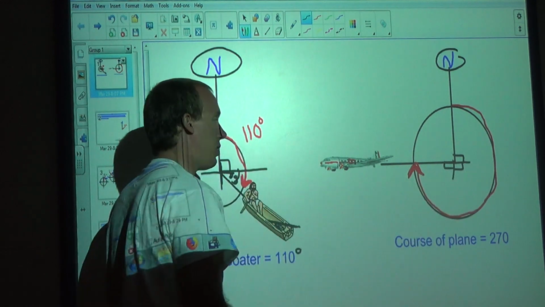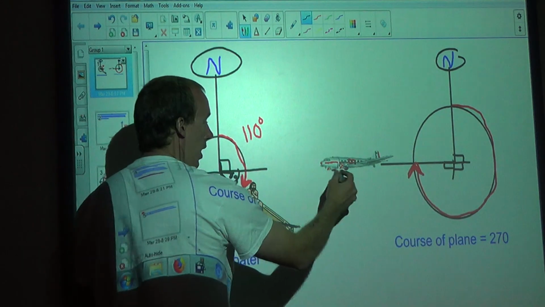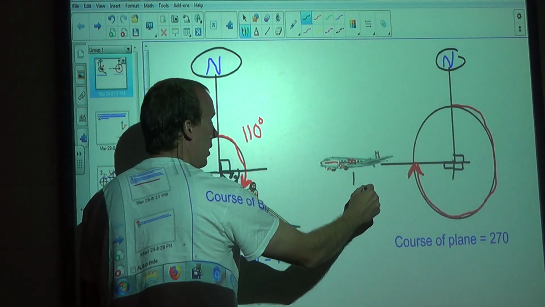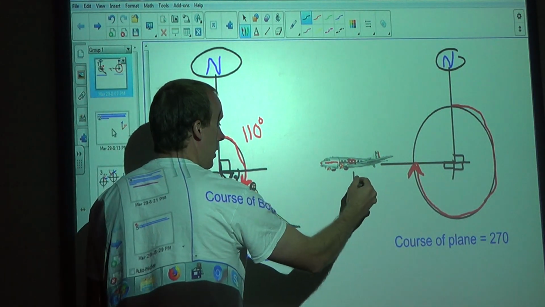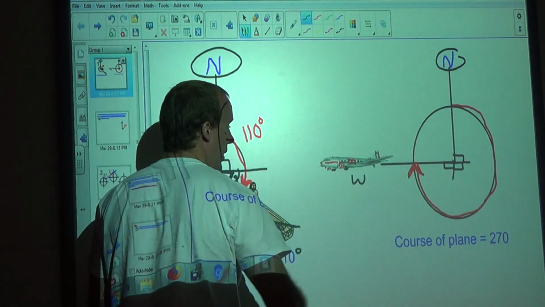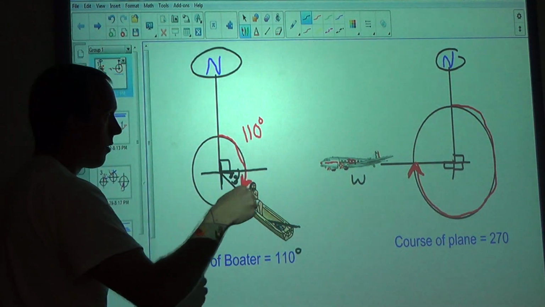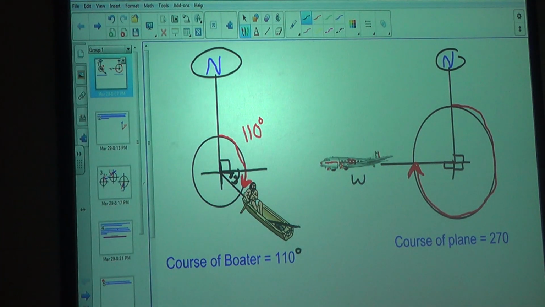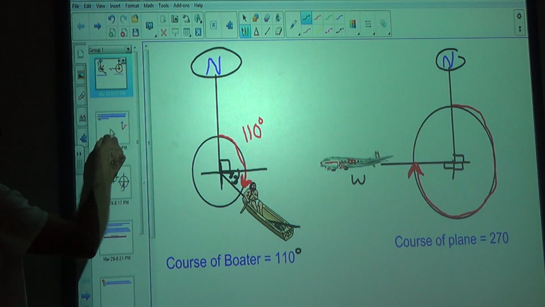So we get all the way over to 270, which another way of describing this would be going to the west. Right, west, north, south. Yep, west. Okay? Let's look at this here.